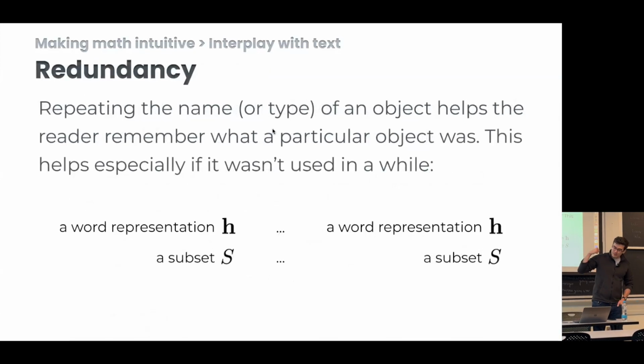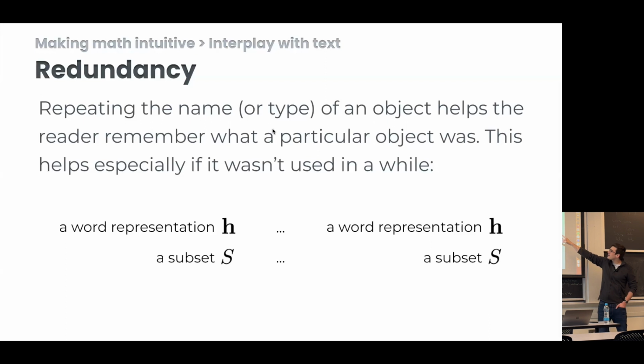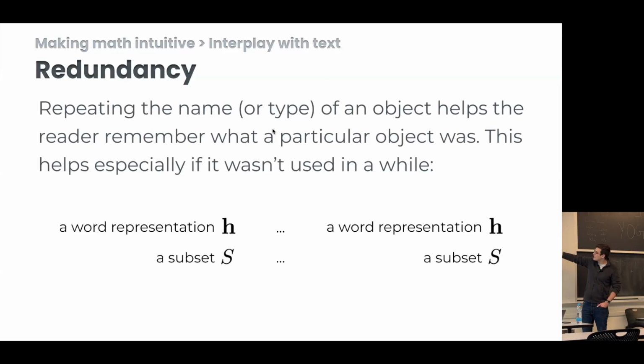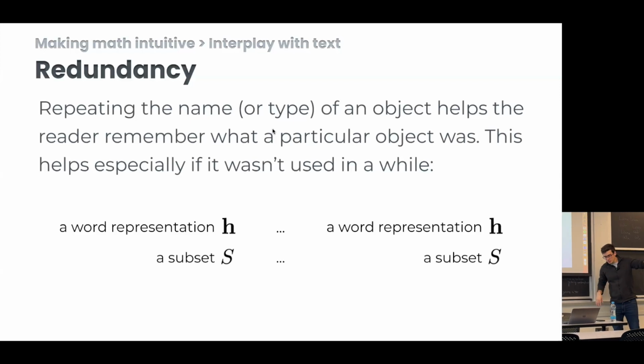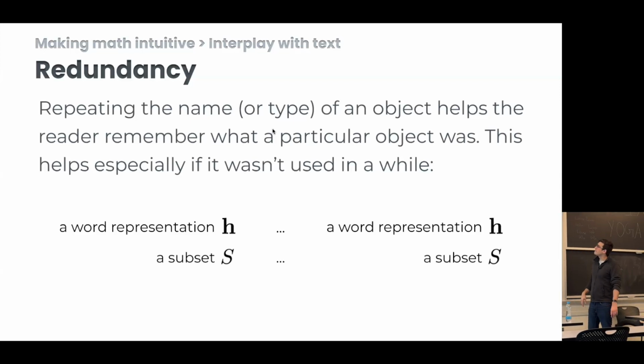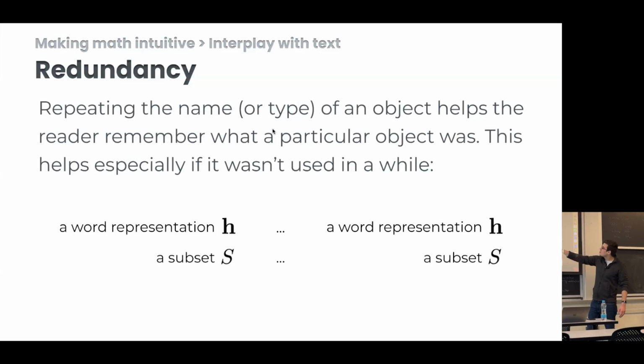Okay, so I mentioned giving things names. I think this ties in nicely with this idea of redundancy, and also this idea of introducing notation only when you need it. Say that you really have no way of introducing some notation at a particular point in time, but you don't use that notation for a while. Then by giving an object a name, you can re-emphasize what that object is later on.